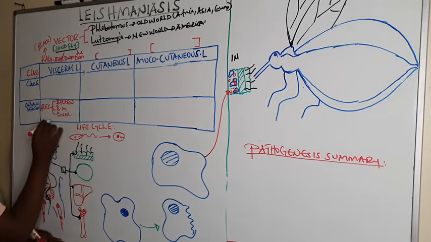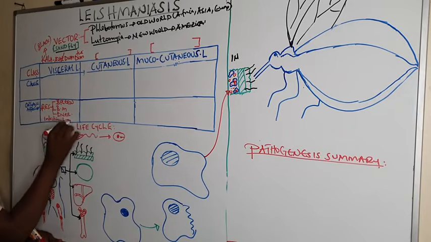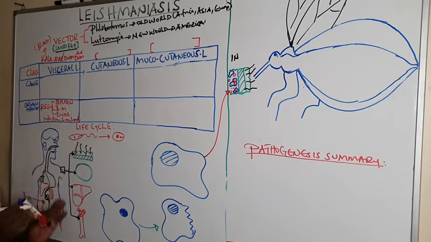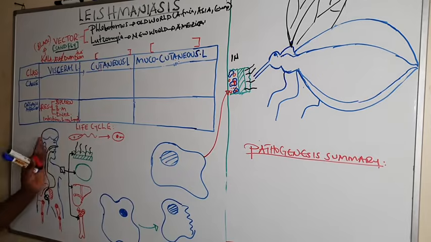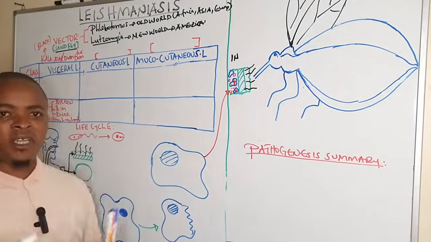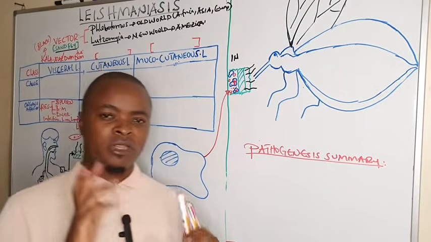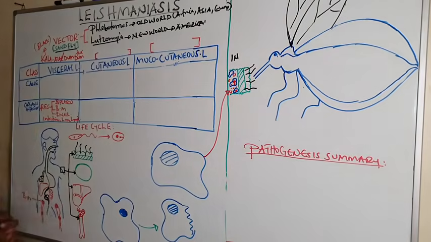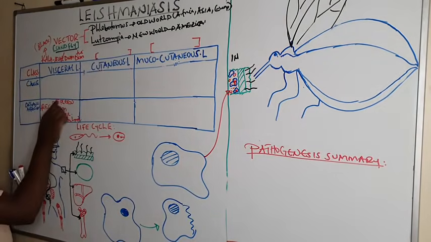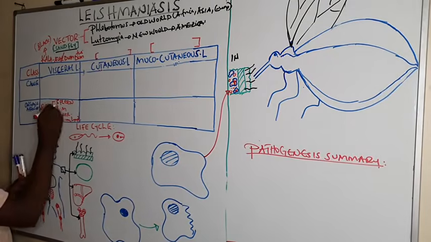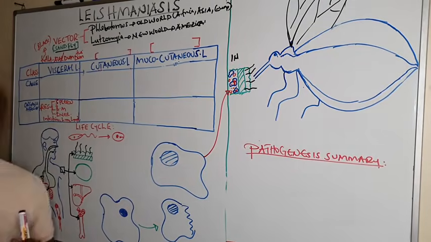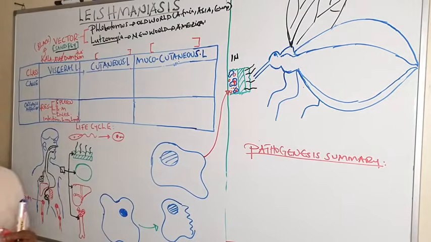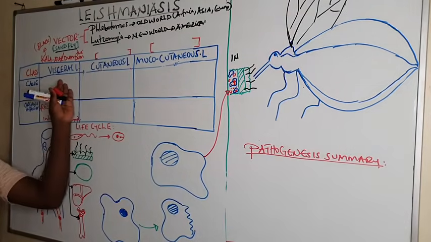Sometimes it can continue and affect also the intestines, sometimes the lungs, and the lymph nodes. So lymph nodes, lungs, intestines are also affected, but the primary organs are the reticuloendothelial organs known as the spleen, whereby the spleen is one of the reticuloendothelial organs, we have the bone marrow, and the liver. That is why we call it visceral leishmaniasis.